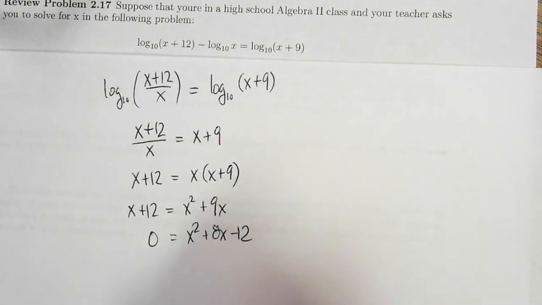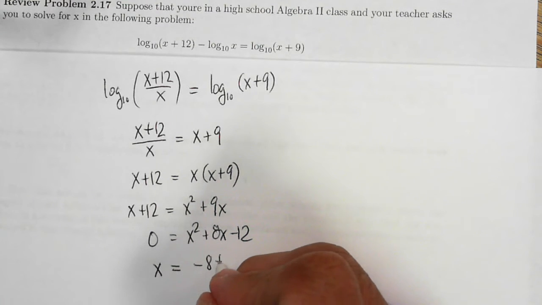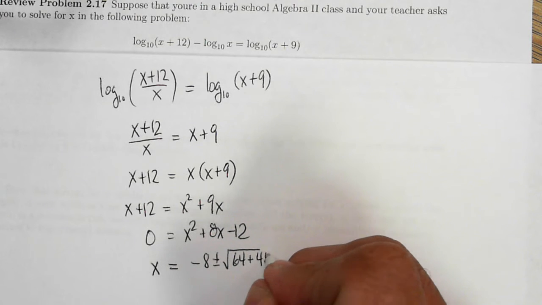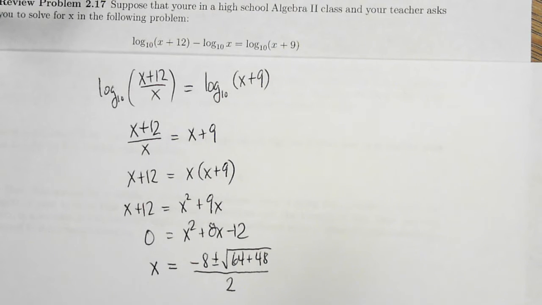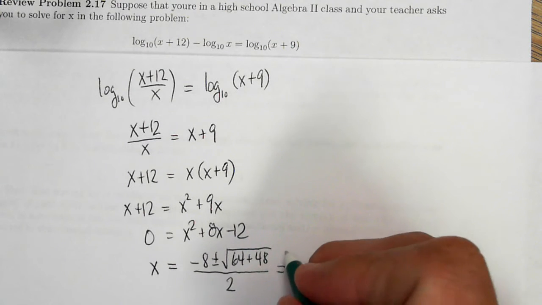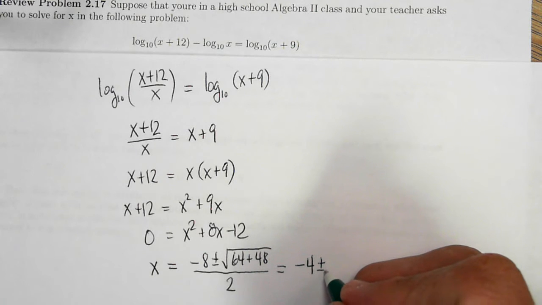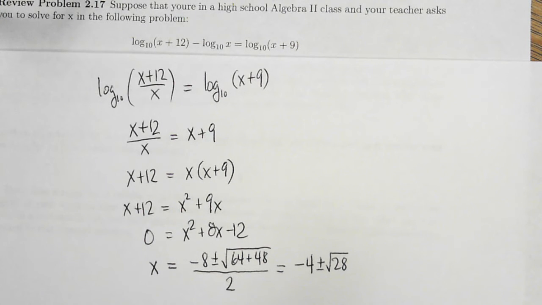So continuing on, we get that x is equal to negative 8 plus or minus the square root of 64 plus 48, all divided by 2. And then this simplifies, I'll skip the work, I get negative 4 plus or minus the square root of 28. So I have two answers, negative 4 plus the square root of 28 and negative 4 minus the square root of 28 by doing the algebra here.